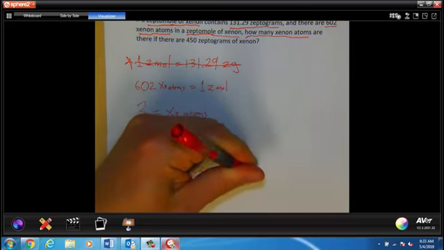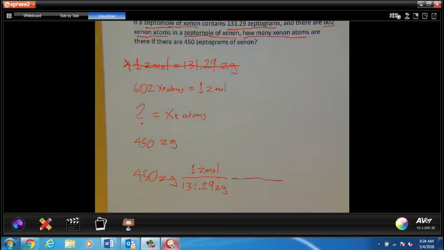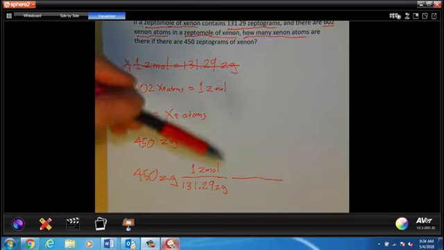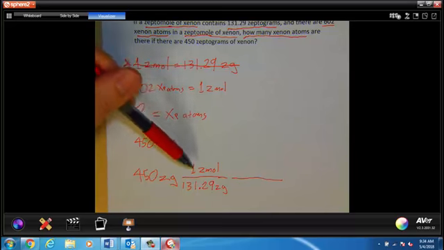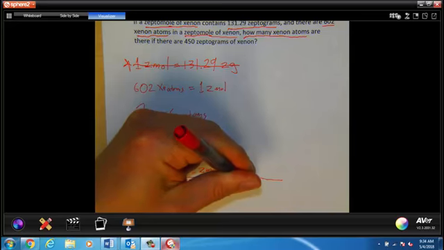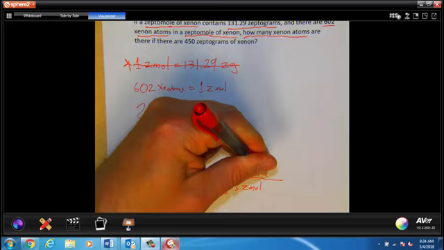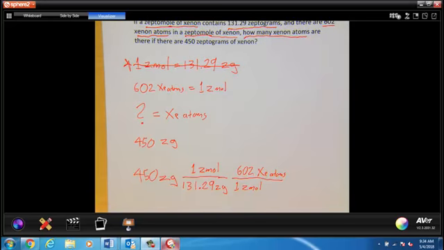Probably. So we want to do the same thing again here. Maybe just pause the video for a minute. Think about which you want to put on top and which you want to put on bottom. And the answer is you want the zeptomoles on bottom because you have zeptomoles here, so you want to cancel the zeptomoles out. So we put 1 zeptomole on the bottom, and then whatever else, in this case 602 xenon atoms, on the top. So that's how we set that up.